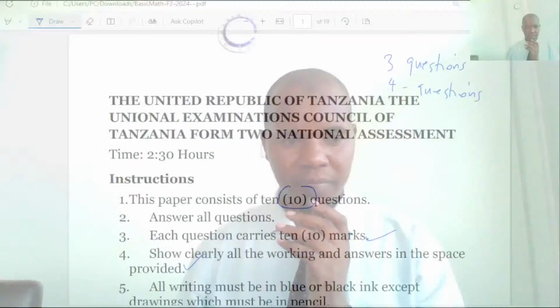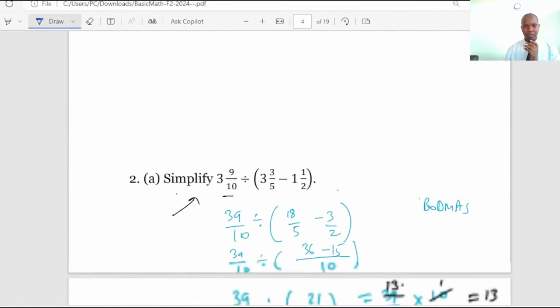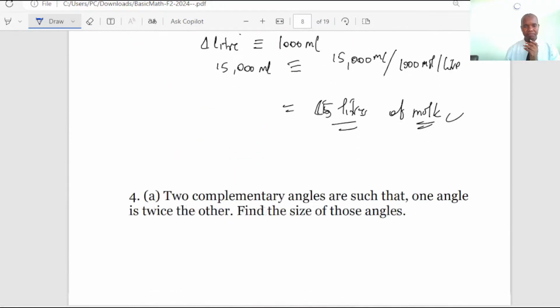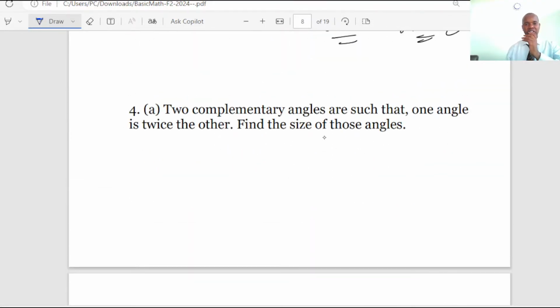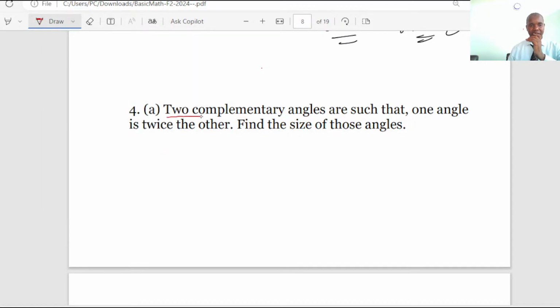So to proceed with question number 4, from here, 2 complementary angles are such that one angle is twice the other. Find the size of those 2 angles. So students are supposed to understand the important term here, complementary angles. Complementary angles are 2 angles actually which sum up to 90 degrees.